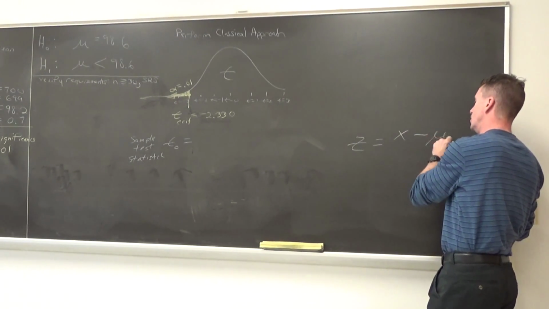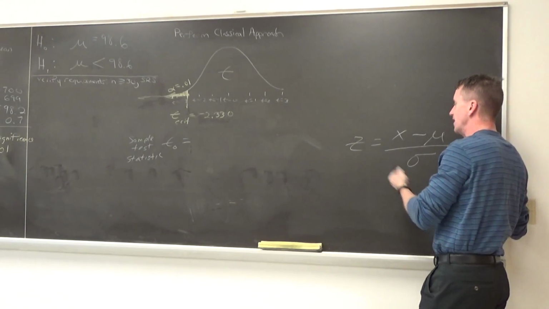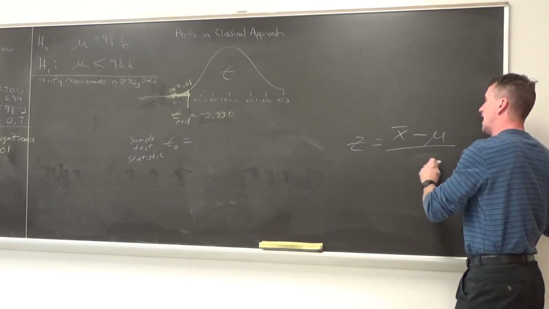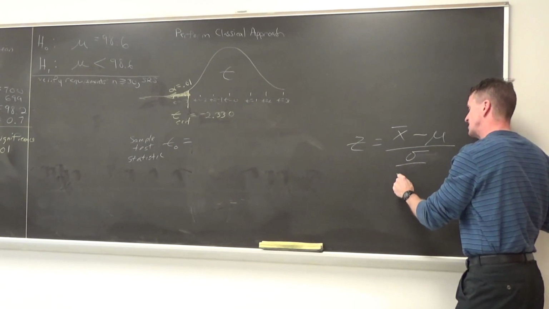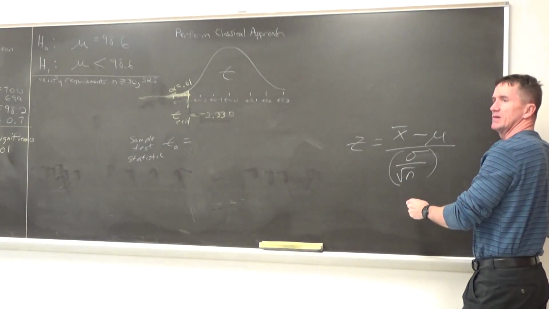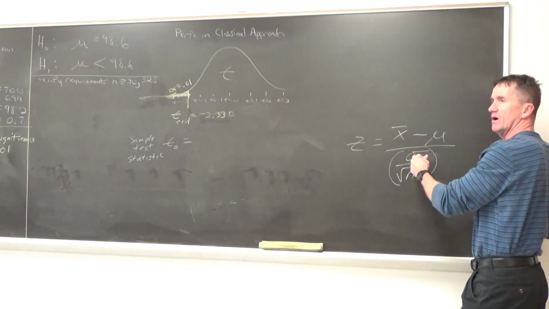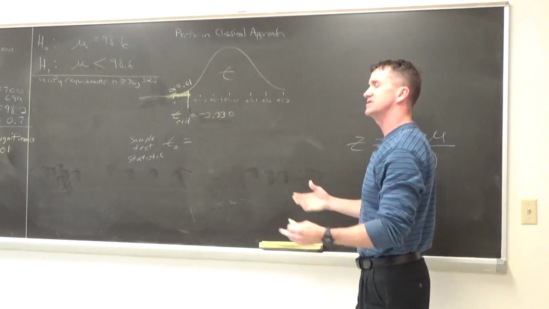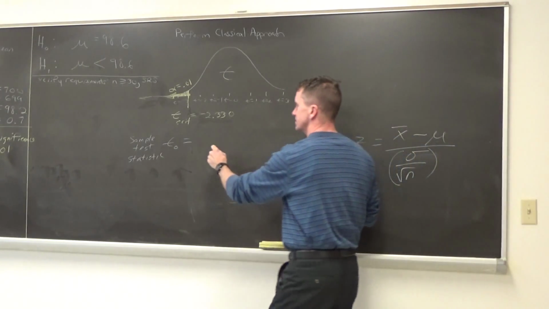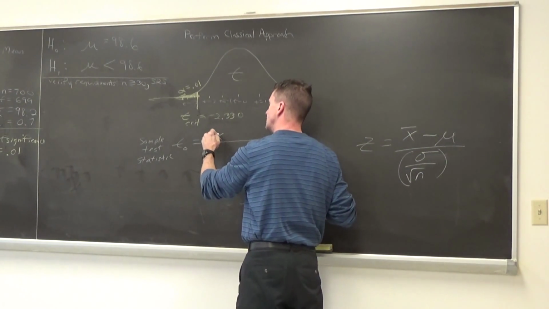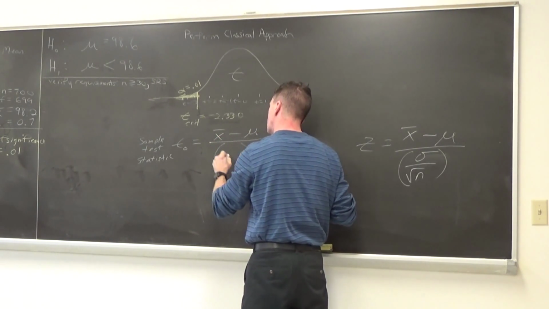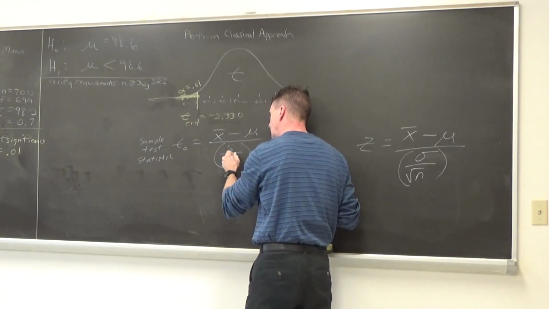x minus mu, and we went like this, remember this? And if it dealt with sample means, this is what we had to do: x bar minus mu, and you had to divide. This is what we did in 8.1. But then we realized something in chapter 9, that there was some bias involved. So with the means, when we do inferential stats, we use t rather than z. The formula is x bar minus mu all over the sample standard deviation divided by the square root of n.